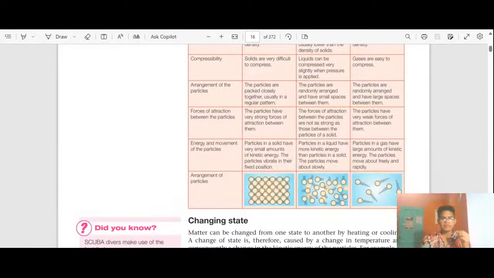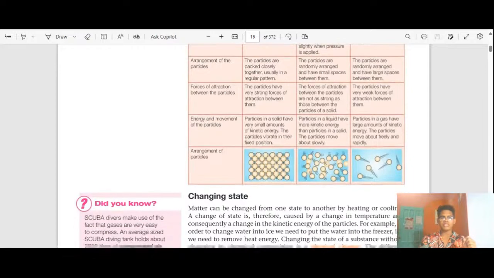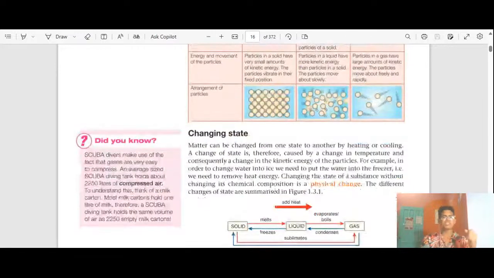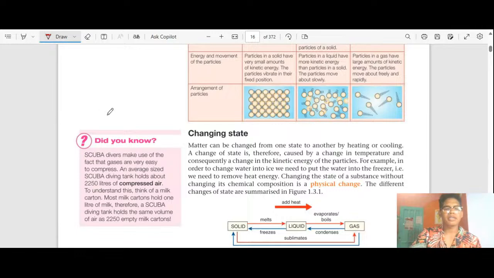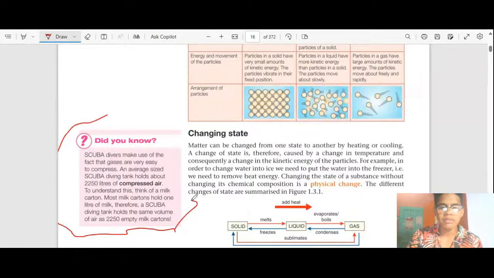So moving on, we're looking into the change in state. Before we go into the change in states, let's look into the interesting fact of the day. Circle it right here. Put this in red. This is an interesting fact. As much as this might seem not important, you never know.